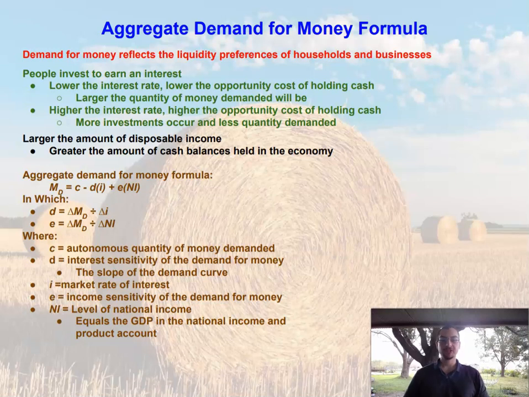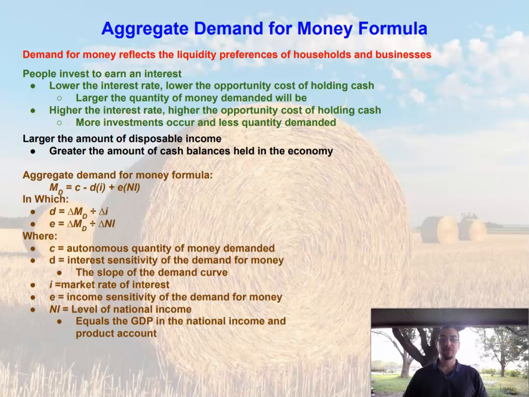So now that we've talked a little bit about the demand for money and why people demand money, specifically cash and checkable deposits, whether it's a transactional demand, a precautionary demand, or a speculative demand, now that we've covered that, let's dive into the aggregate demand for money formula.